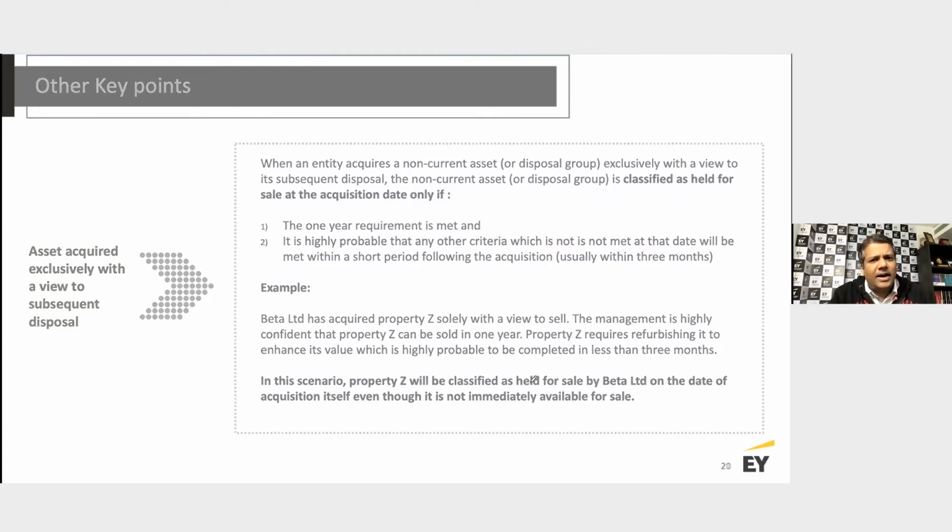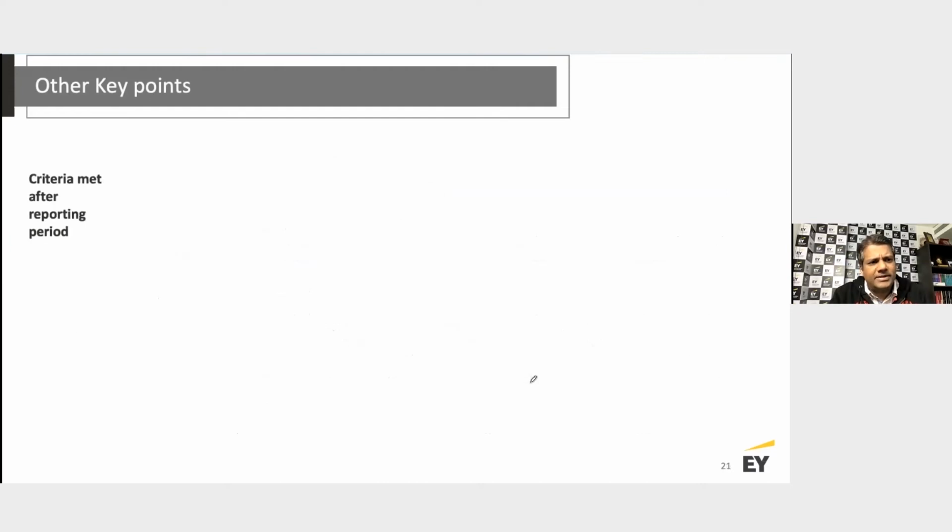concepts. Let's try and reflect on a few other points. So if there are criteria which are met after the reporting period, which is like a subsequent event. Say I'm on the 31st of March reporting year, and now, let's say on the 10th of April, I take the decision that this asset group I intend to classify as held for sale. The question is then, do I need to do it on the 31st of March, or is it a subsequent period matter? Whenever you think about events after the reporting period, the first thing which comes to our mind is: is it an adjusting event?